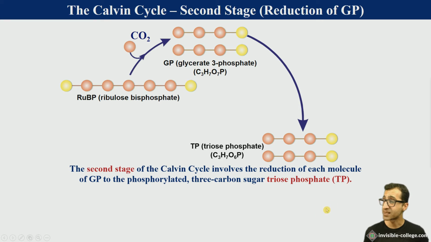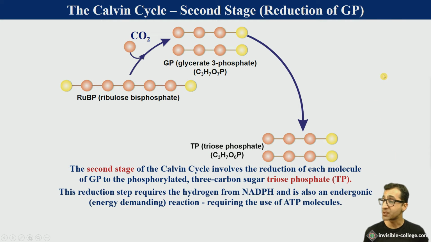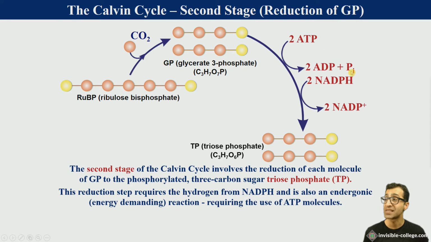So the second stage involves the reduction of these 2 glycerate 3-phosphate molecules to form triose phosphate molecules. Again, we have 2 of those molecules here, 3 carbon sugars, and this requires the hydrogen from NADPH, and so it's an endergonic or endothermic energy demanding reaction which absorbs energy. So this requires the use of energy from the hydrolysis of ATP molecules.